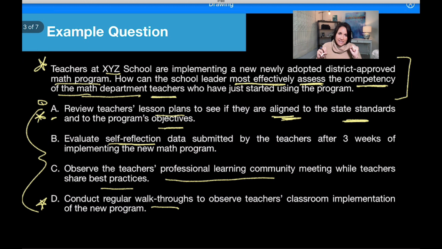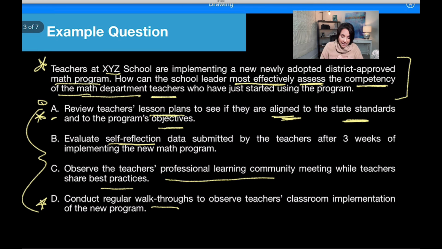Can I assess how well someone is teaching a program or implementing a program simply by looking at his or her lesson plans? No. I can see that they may have decided to plan for that, but I can't really see them execute the lesson. So that's where A becomes not such a good answer. Let's go with B. Evaluate self-reflection data.